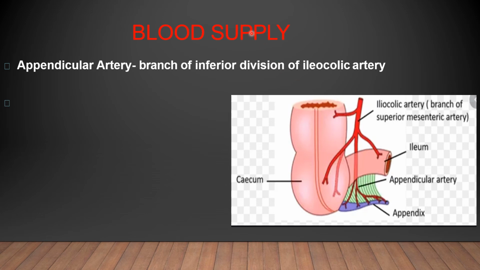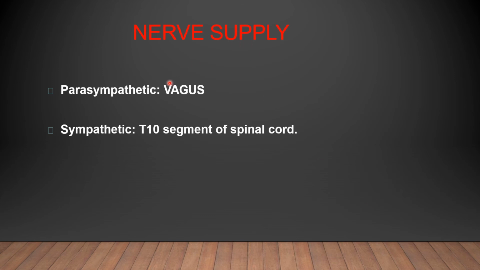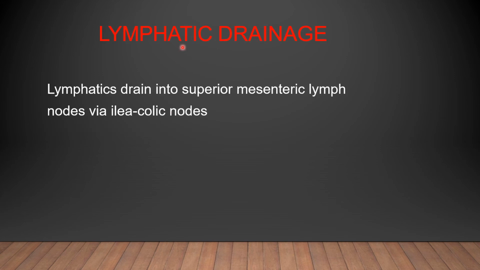About the blood supply, it is through appendicular artery. It is a branch of inferior division of ileocolic artery. This is ileocolic artery. This is inferior division of ileocolic artery, and appendicular artery is a branch of this, supplying the entire appendix. Nerve supply: parasympathetic supply from vagus nerve, sympathetic supply from T10 segment of spinal cord. Lymphatic drainage is into superior mesenteric lymph nodes via ileocolic nodes.